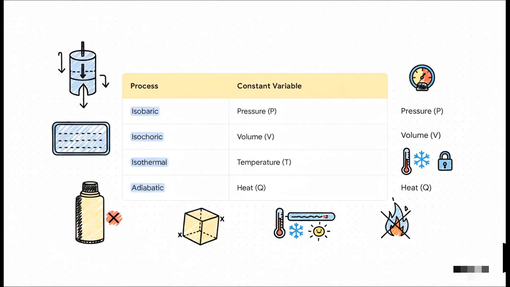Now for your test, you've got to know these four main types of processes. They're each defined by what's being held constant. Isobaric means constant pressure. Isochoric means constant volume. Think of heating gas in a sealed rigid box. Isothermal means constant temperature. And then there's adiabatic, where no heat is allowed in or out. This happens when a process occurs so fast that there's literally no time for heat to be exchanged, like the compression stroke in an engine.